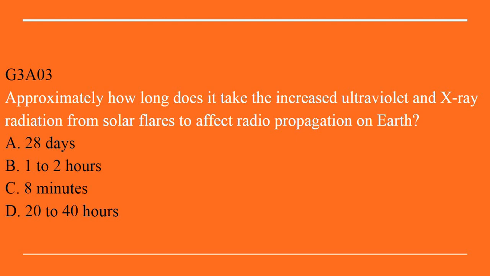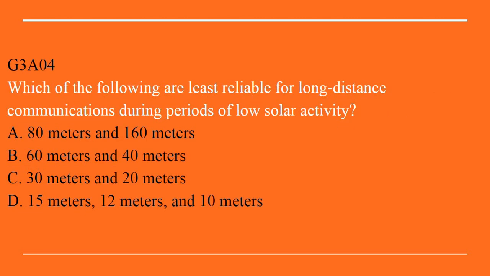G3A03. Approximately how long does it take the increased ultraviolet and X-ray radiation from solar flares to affect radio propagation on Earth? A. 28 days. B. 1 to 2 hours. C. 8 minutes. Or D. 20 to 40 hours. Correct answer is C. 8 minutes.